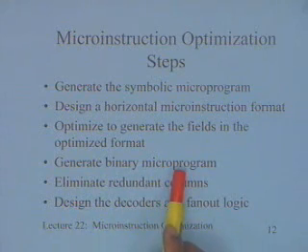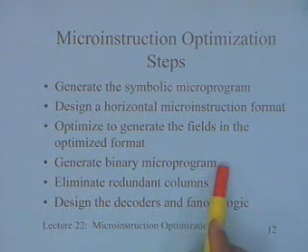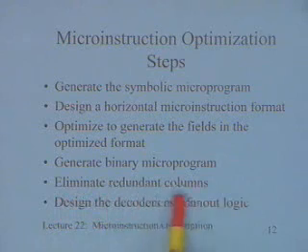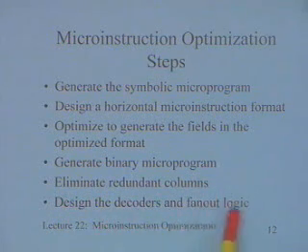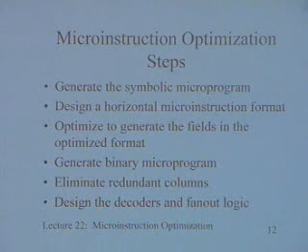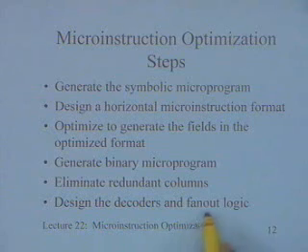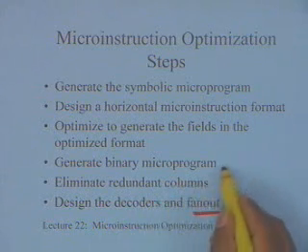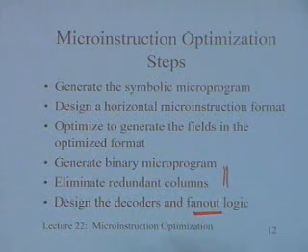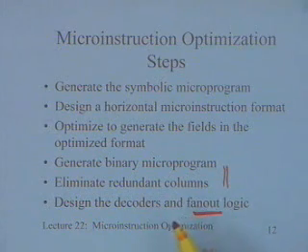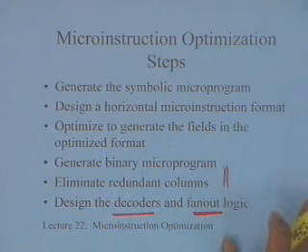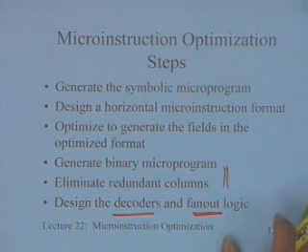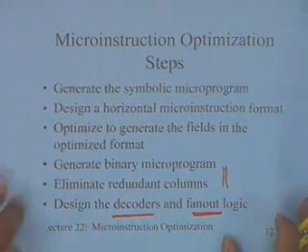Once we generate the binary microprogram, we can again do the compatibility graph between the columns and eliminate redundant columns. And once we eliminate redundant columns, we design the decoders and fan-out logic. The fan-out logic is to take care of the second step. When we are reducing the columns, we need a fan-out. The decoders are to take care of when we have joined control signals into the same field, we need the decoder.